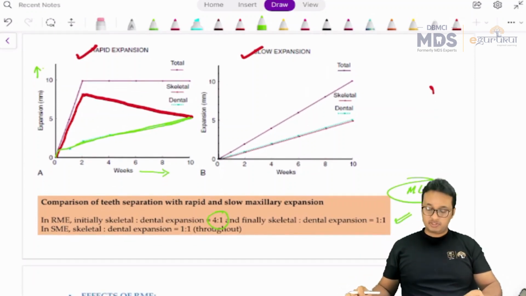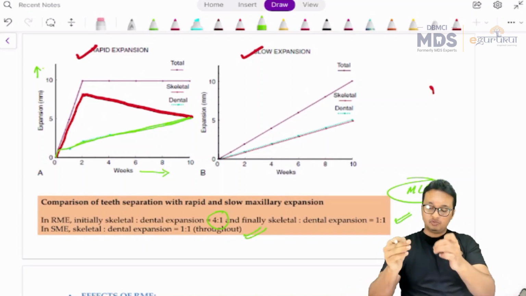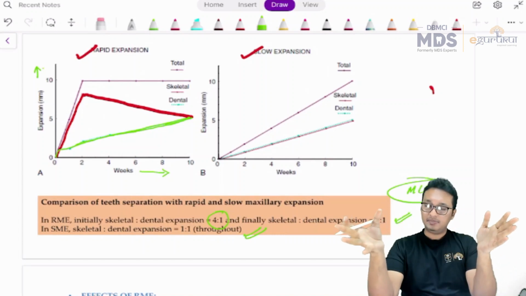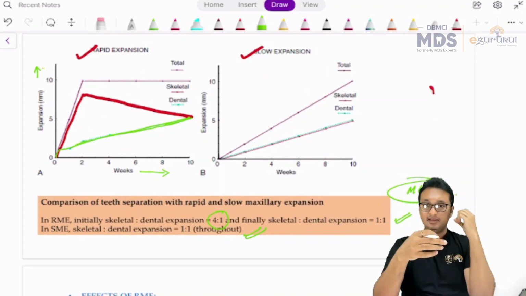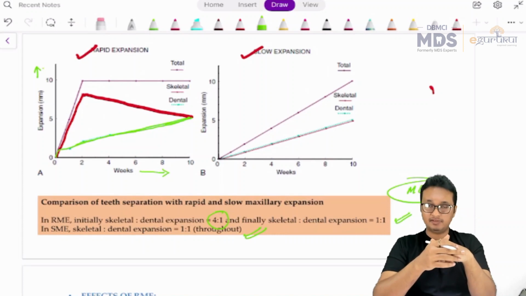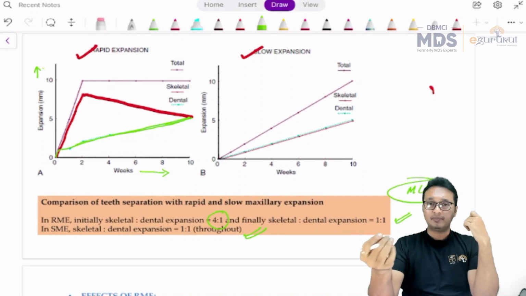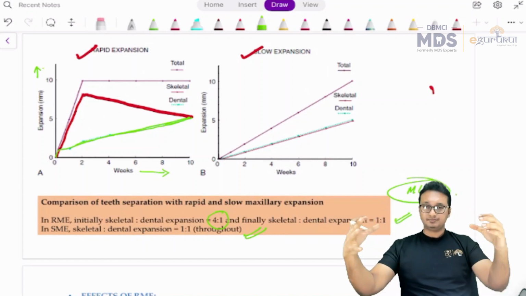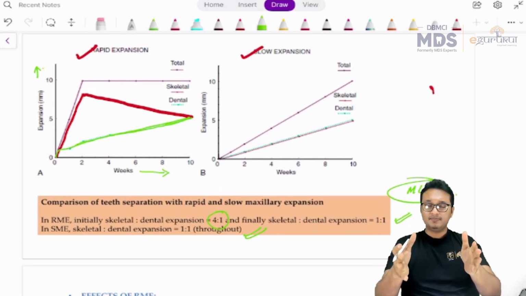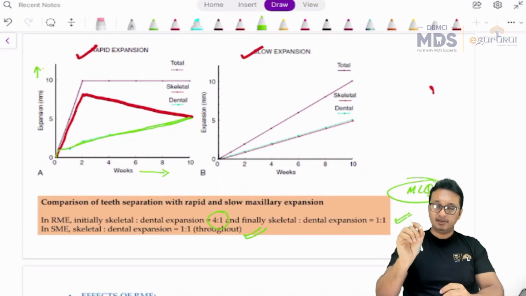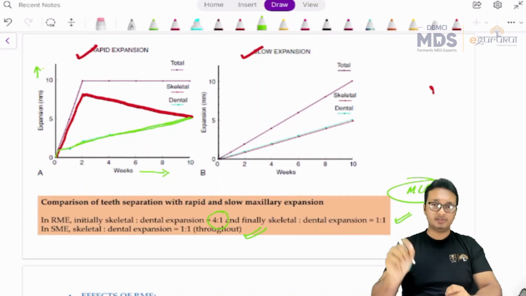In slow maxillary expansion, however, this expansion ratio is 1:1 throughout because so much of skeletal expansion is occurring. Similarly, the dental expansion is also occurring in the same way because we are expanding the maxilla in a very slow manner. Hence, it is called slow maxillary expansion. Hence, the transseptal fibers have enough time to pull the teeth together, and hence the amount of midline diastema which is occurring is 50% because of skeletal expansion, 50% of dental expansion. So the ratio is 1:1.